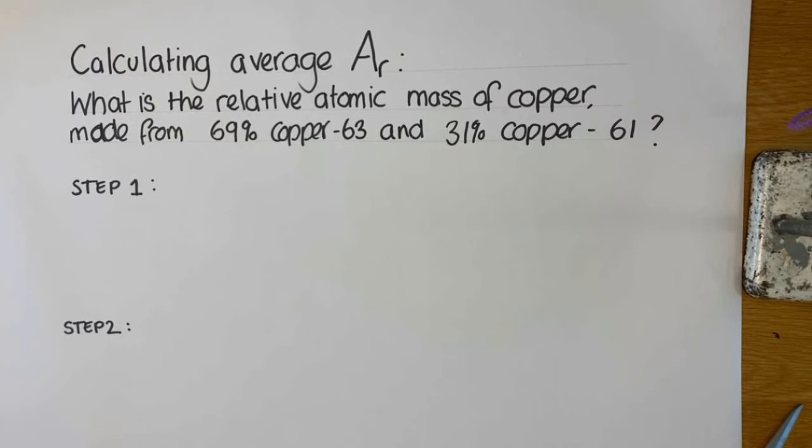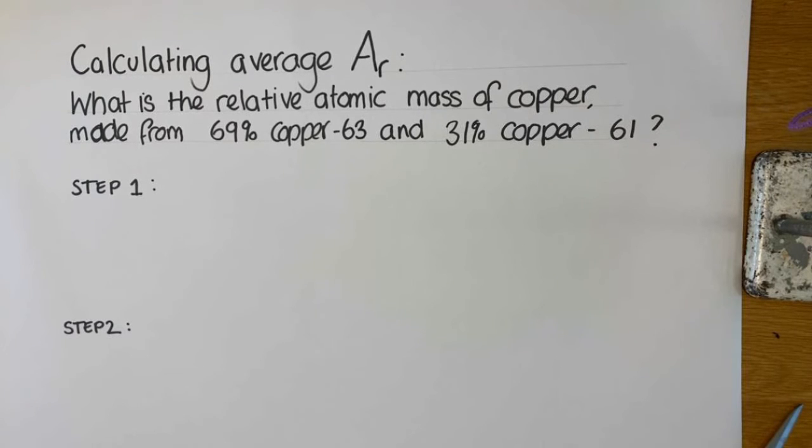Most elements are made up of more than one isotope. That means that the relative atomic mass that we see on the periodic table is usually an average that has been calculated based on how much of each isotope exists. Sometimes you might be asked to calculate the average relative atomic mass of a particular element when you are given information about each isotope.